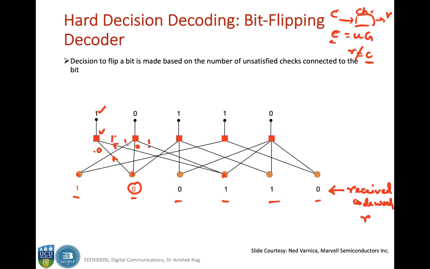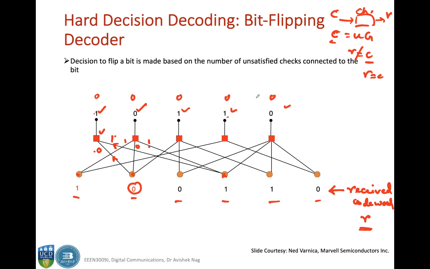So these three, if you do modulo 2 addition, 1 plus 0 plus 1 will give you 0. If you perform the same for all the check nodes, you will see that you have 1 0 1 1 0. Ideally, if this received code word R was equal to C, in other words whatever is on this line is a valid code word, then all this would have been 0.